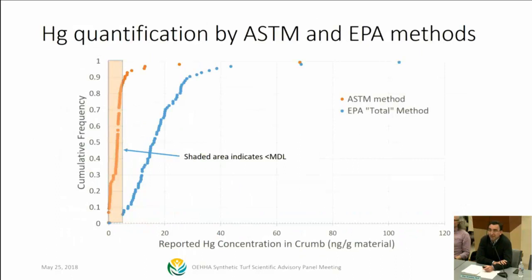With respect to mercury, what we can say is that mercury is at a very low concentration in both methods, and we have here that orange square, which is our method detection limit. So essentially what we see is that for the ASTM method, if we look at the cumulative frequency of our results, almost all of the data fall below the limit of detection. So it's hard to quantify for comparative terms with the EPA method, for which we have, on the contrary, a good quantification, even though these are really low levels.